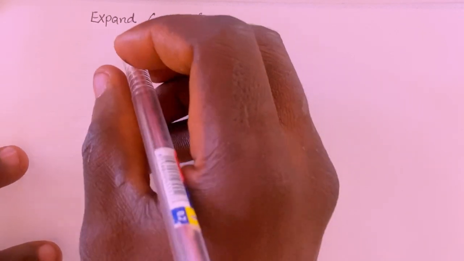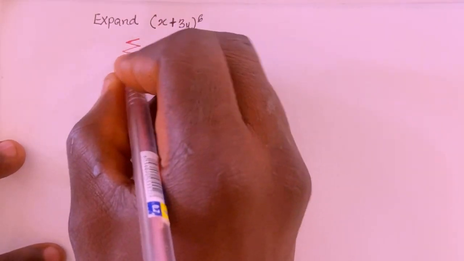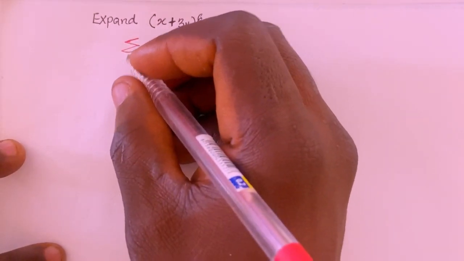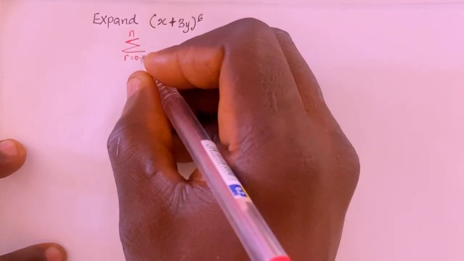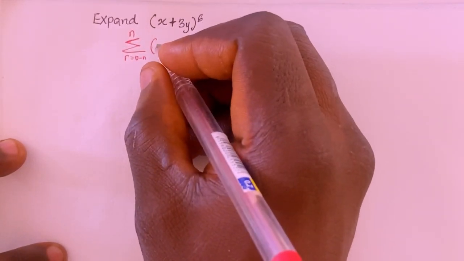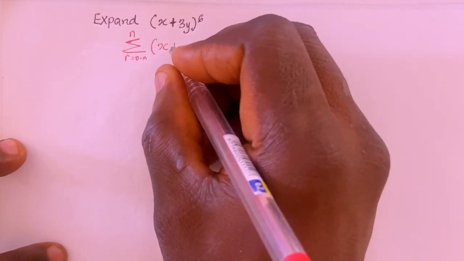Friends, in this video, I'm asked to expand (x + 3y) raised to the power of 6. To expand this using binomial expansion, I just have to recall the general formula for all positive integers n, which is the summation of all terms, where r starts from 0 up to n.